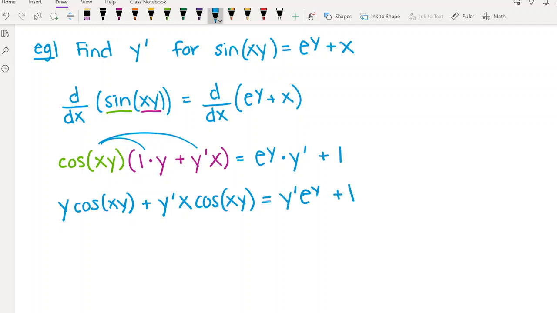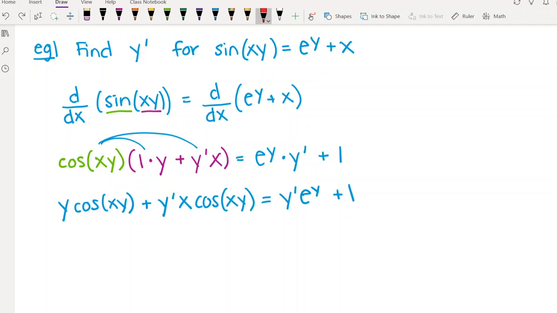And by the way, a side note: I think the most common place I see students make mistakes on a question like this is that students will forget the parentheses here. And what ends up happening is that you'll just have this y prime x part floating by itself, when really it should be getting multiplied by cosine of x times y.